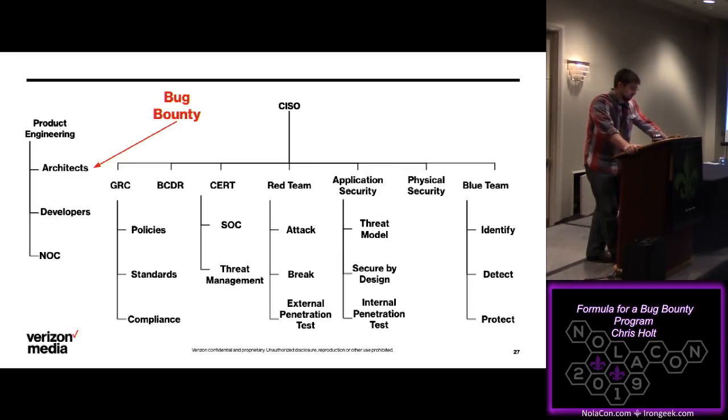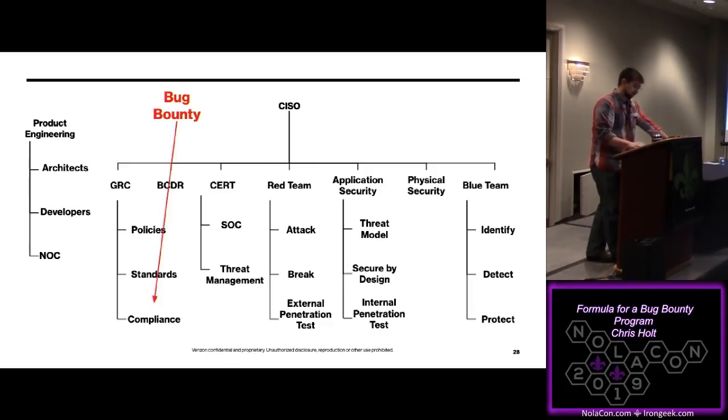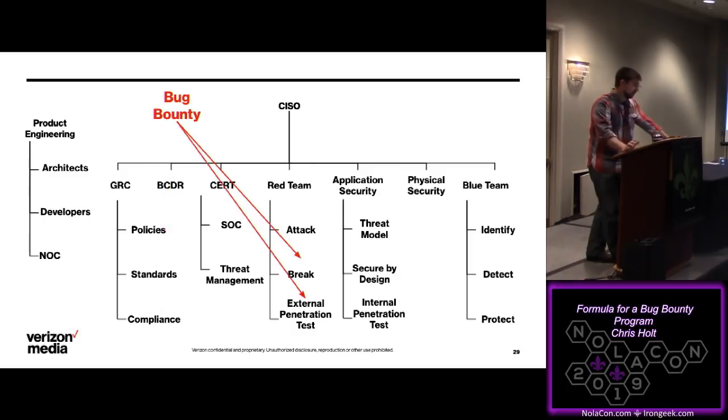Because it can impact everything in the company if you want it to. So researchers might identify flaws in the design of a system that needs to get re-architected, so the architects get work. It could prove a security control doesn't work as intended, and policy needs to change. So your GRC group has work to do.